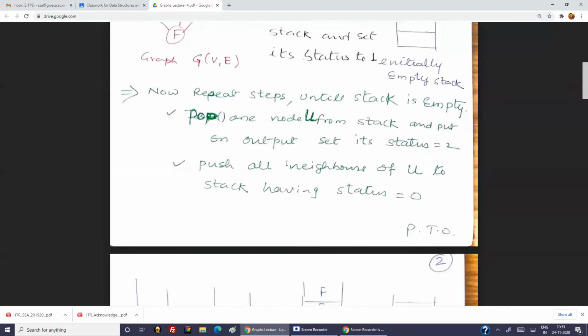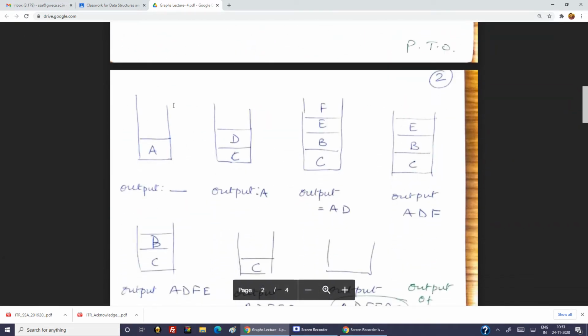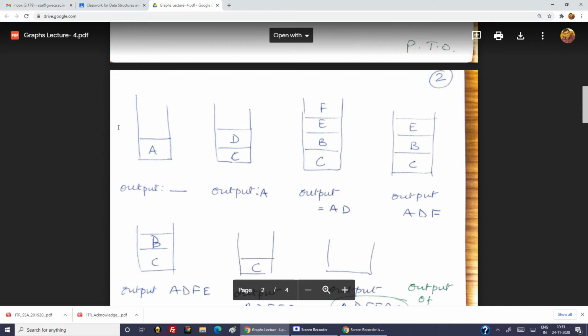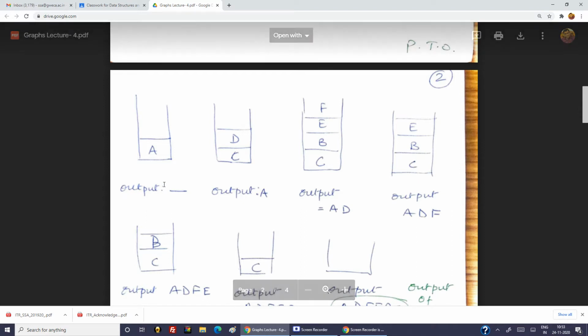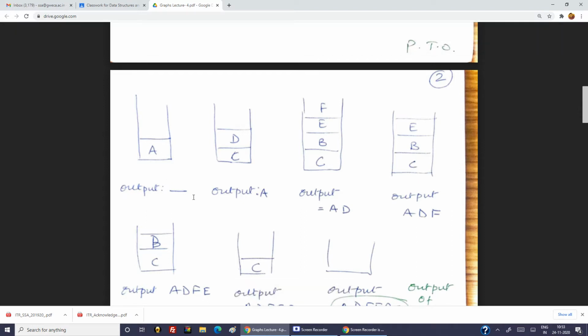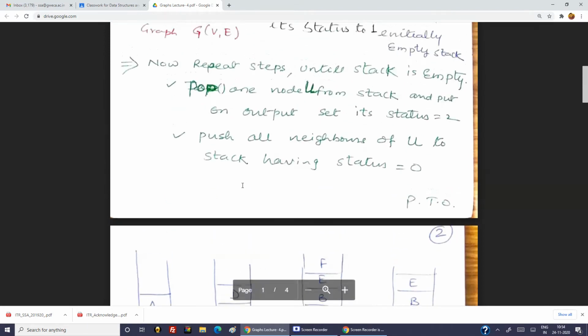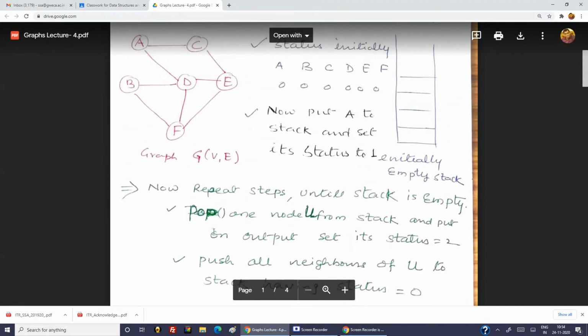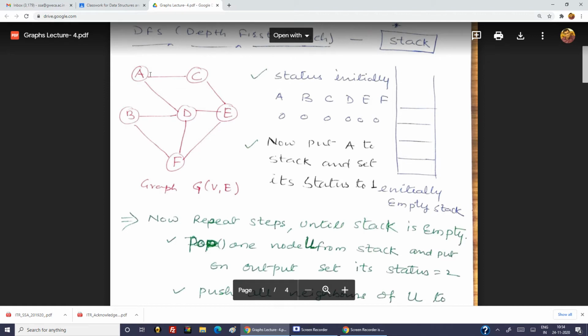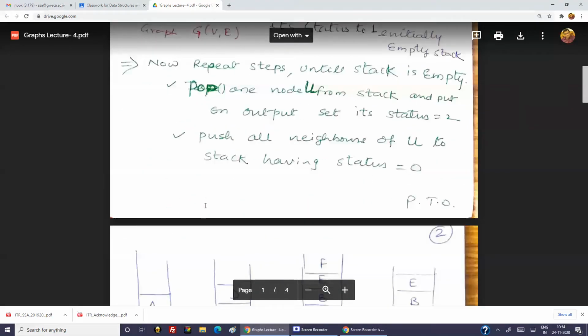So here I have shown you the different steps. This is stack condition, this is output condition. So stack is having A, output is empty. What I'll do, I'll take one out from stack. How to pop from stack? The LIFO condition, last in first out. So A is taken out, it is on output now. Once it is on output, its status becomes 2, and now you will push its neighbors. So neighbors are C and D. So C and D will be pushed on this stack.